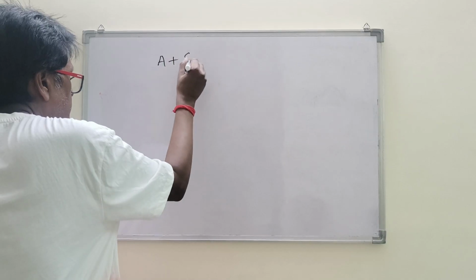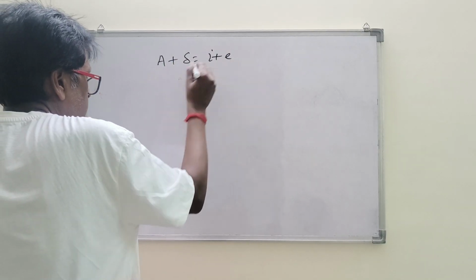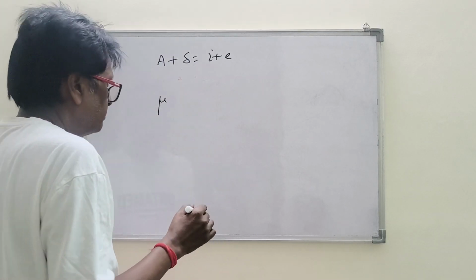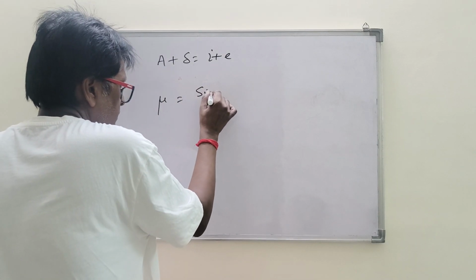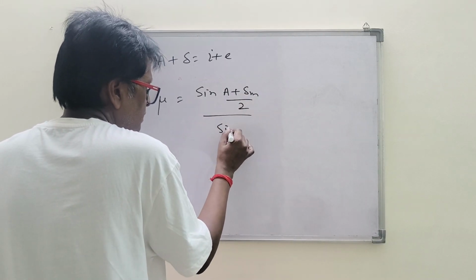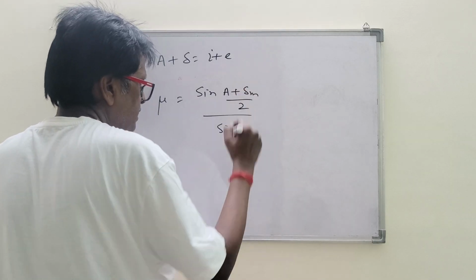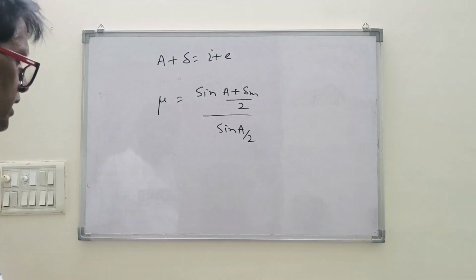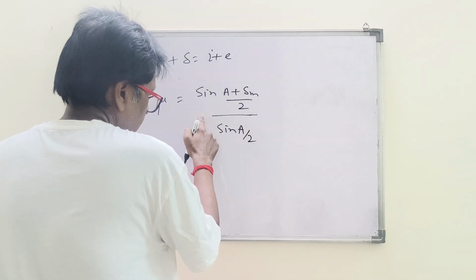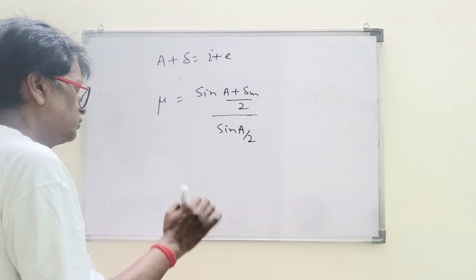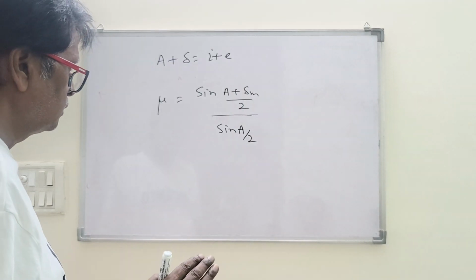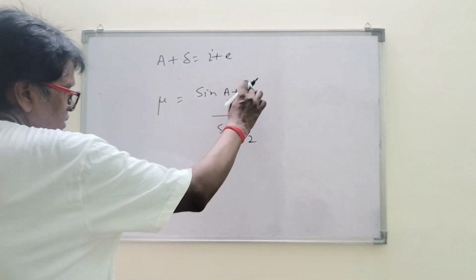One is A plus delta equals I plus E, and the refractive index of the prism material, mu, equals sine of (A plus delta m) by 2 divided by sine of A by 2. This delta m is the minimum deviation. So this relation is derived, but in fact this is not in your 10th syllabus. So I will not derive it, but you have to know this relation because we will use it to further study. So what is this delta m?